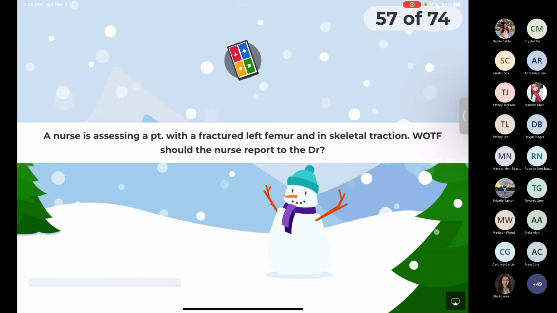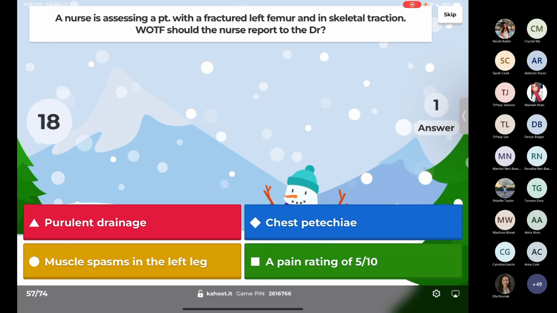A nurse is assessing a patient with a fractured left femur and in skeletal traction. Which of the following should the nurse report to the doctor?